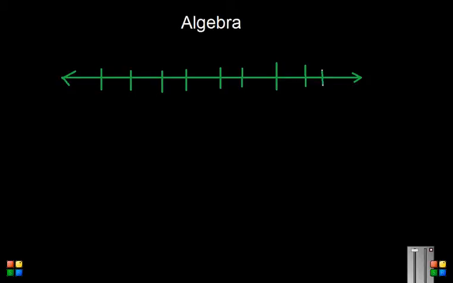Okay, so let's call this number 0, let's call this 1, let's call this 2, this will be 3, this will be 4. This can be negative 1, this negative 2, this negative 3, and this one negative 4.